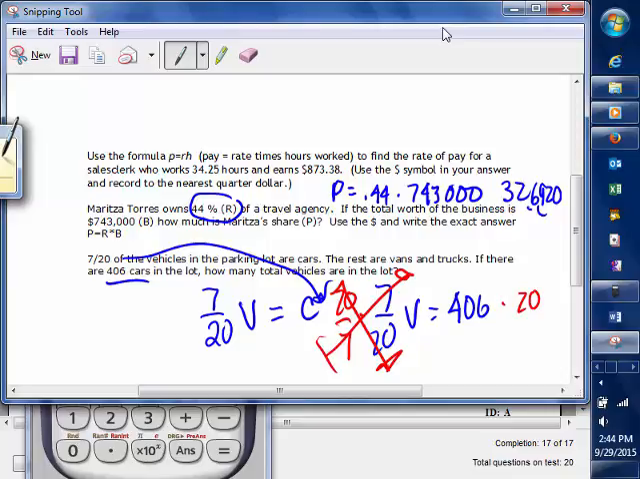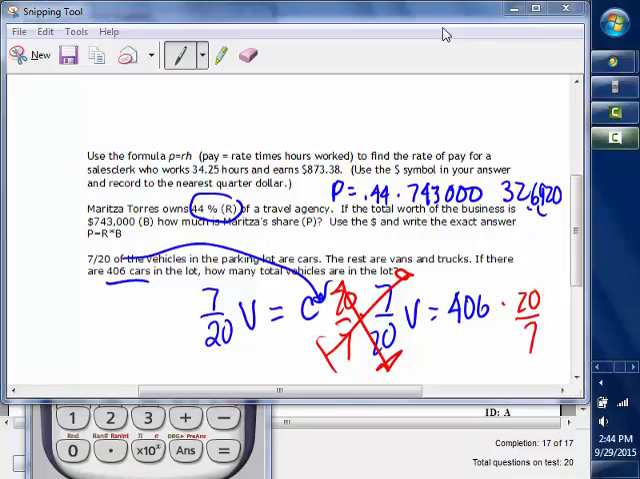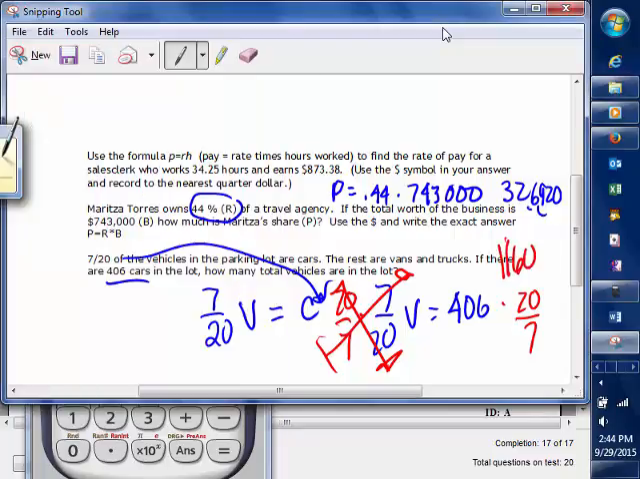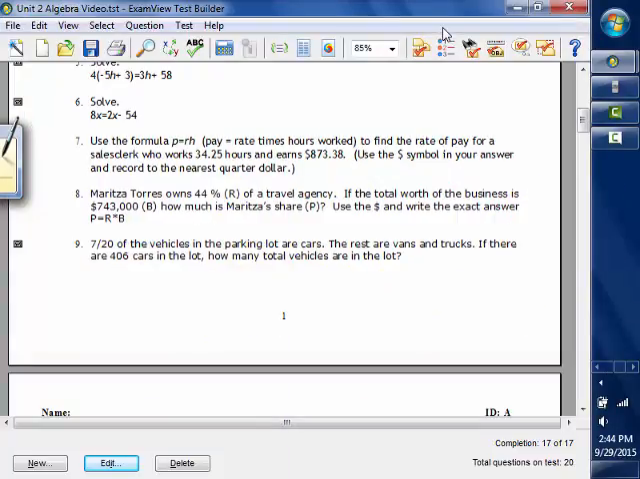20 over 7. I'm going to use my calculator. 406 times 20 over 7 is 1160. Okay, next one.